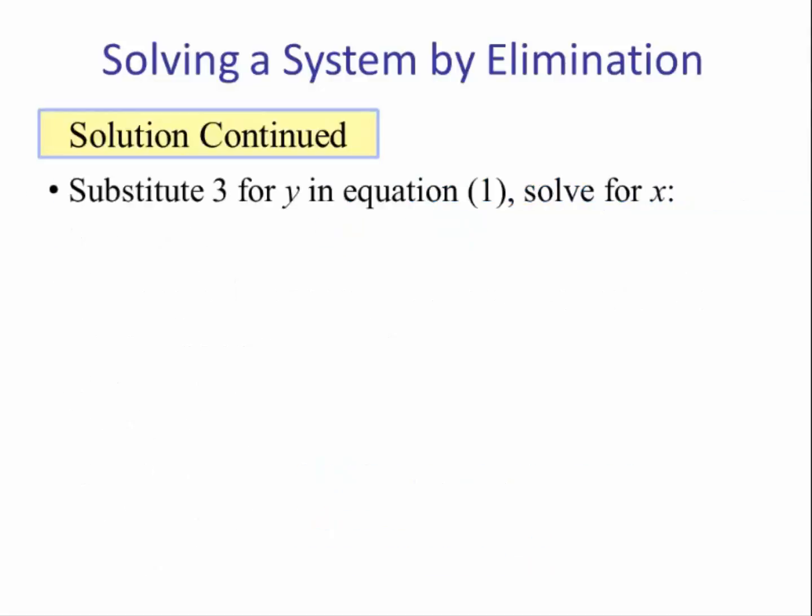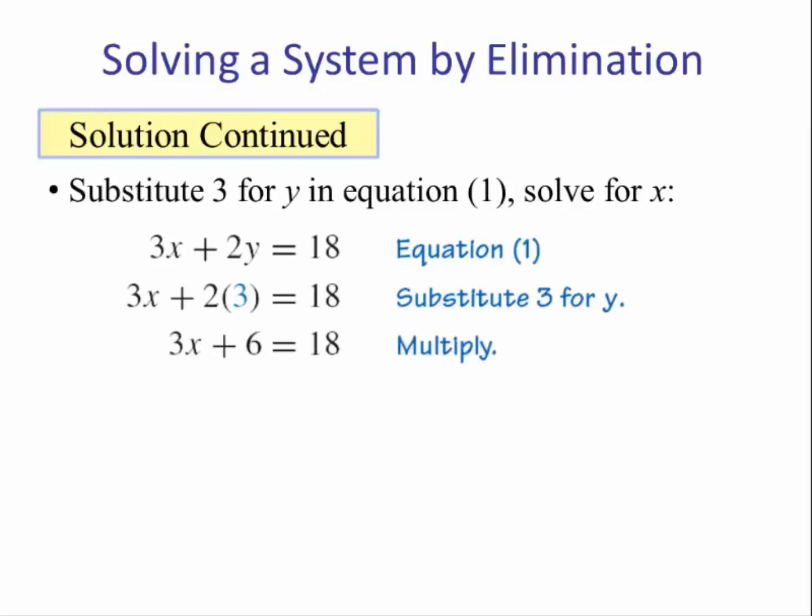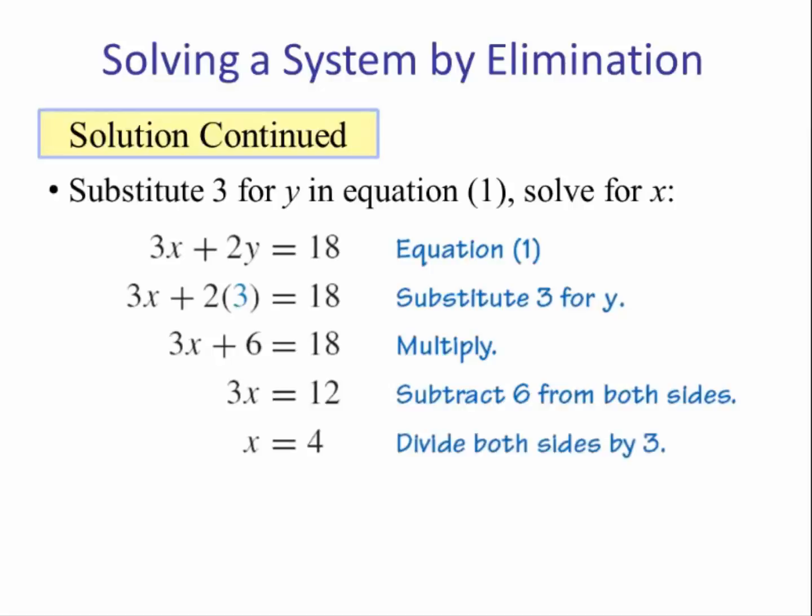Substituting 3 in for y in either equation, and in this case I'm going to use equation 1, we want to solve for x. So we have 3x plus 6 equals 18. Subtract 6 from both sides, we have 3x equals 12. And of course x is equal to 4. So the solution is (4, 3).